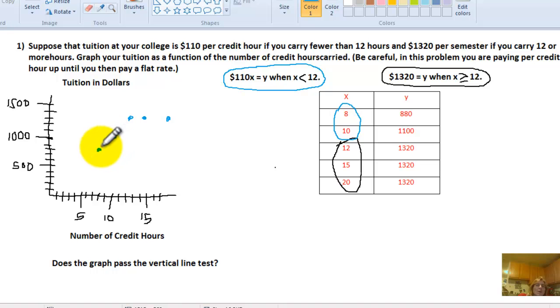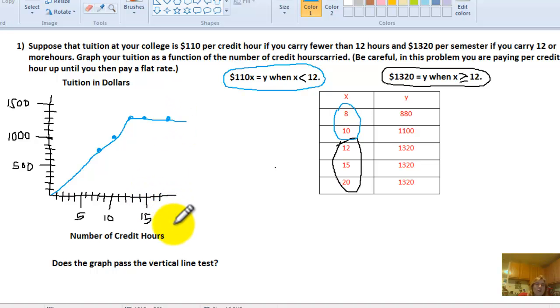So our line does not have a continual angle like that. It flattens out. So you should have a graph that looks like this. Some people didn't have the line flattening out because you weren't catching the second half of the problem, which is that once you hit 12 credit hours, you just have a flat rate, and so your Y flattens out to 1320.